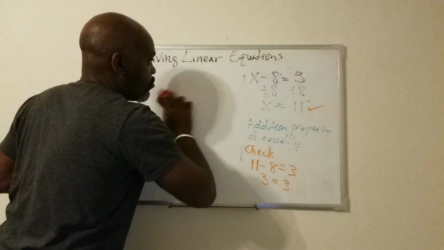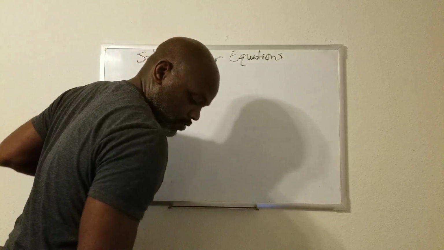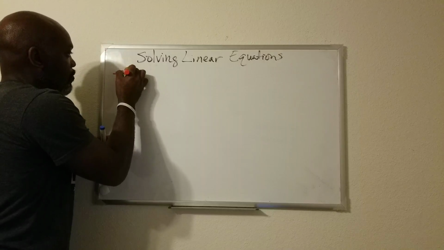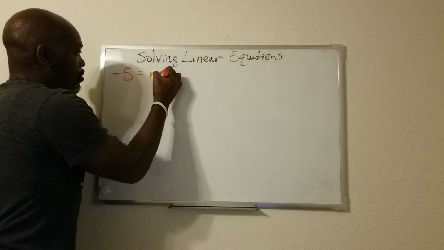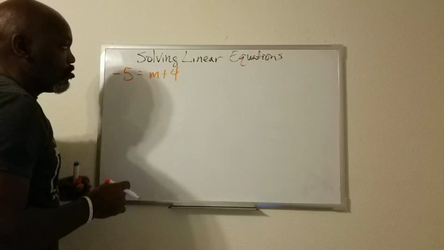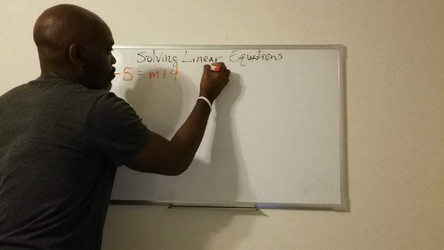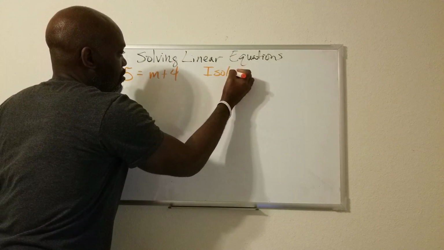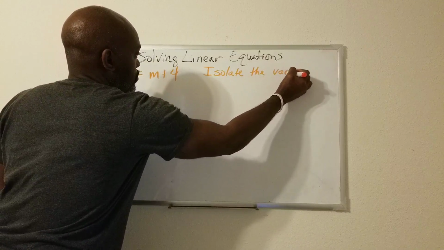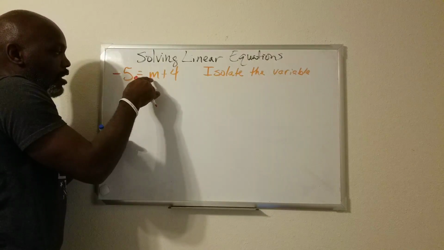All right, so I'm going on to the next problem. Same type of process, just written a little differently. We have something like -5 equals m plus 4, whatever m is, we don't know. But because it's an equation, we can solve for it. So what we're going to do is try to isolate the variable. We're going to get m by itself.